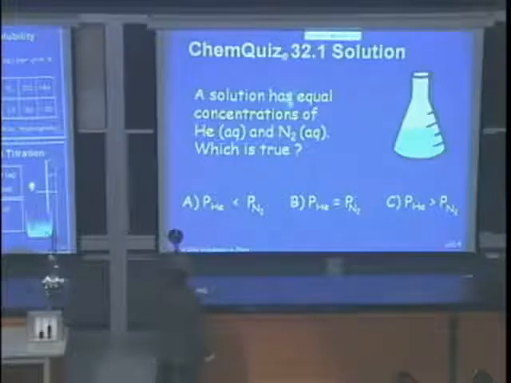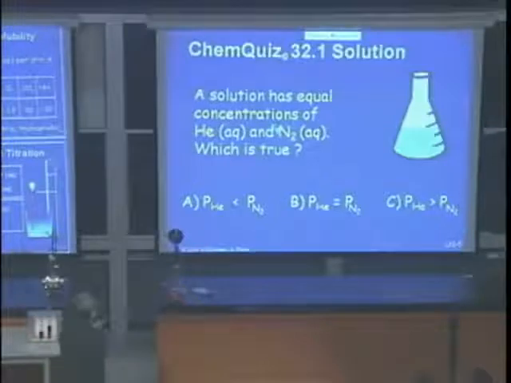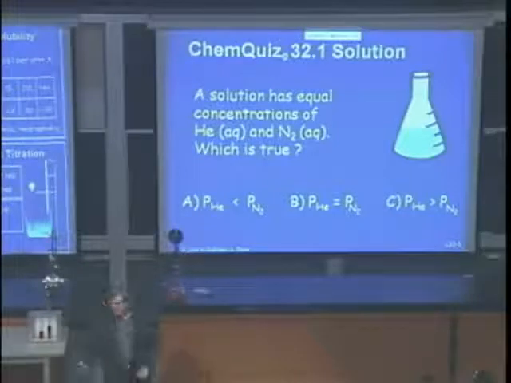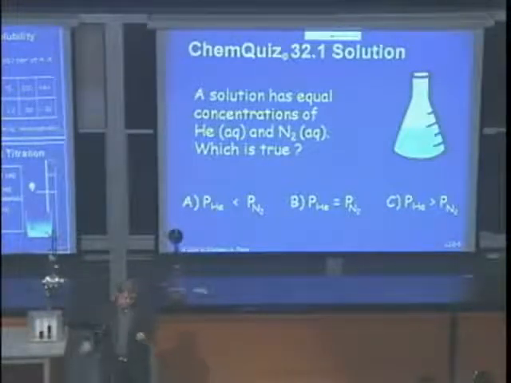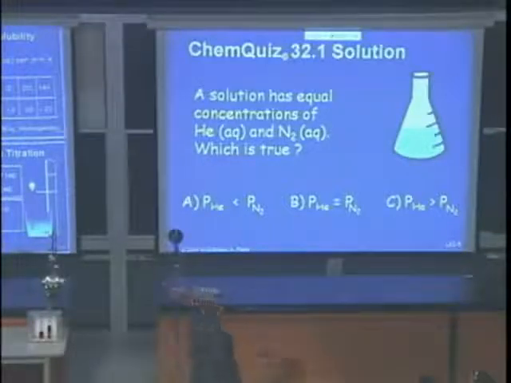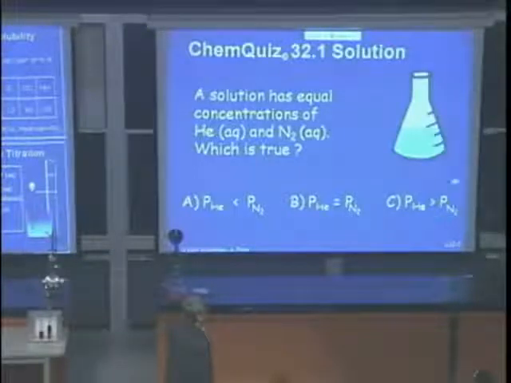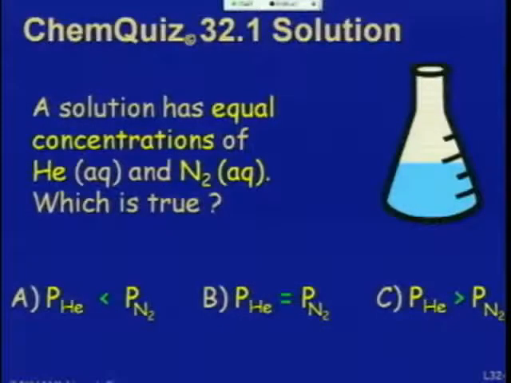We have a solution that has the same concentration of helium and nitrogen dissolved in the aqueous phase. We compare two: one has helium dissolved and the other has nitrogen dissolved, and they have the same concentration. I want to know from you now, does the partial pressure of the helium have to be smaller than the partial pressure of the nitrogen, or are the partial pressures the same, or does the partial pressure of the helium have to be larger than that of the nitrogen? Why don't you think about this and give me your answer, please?